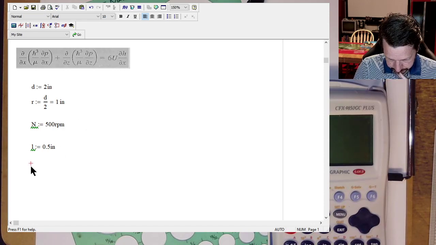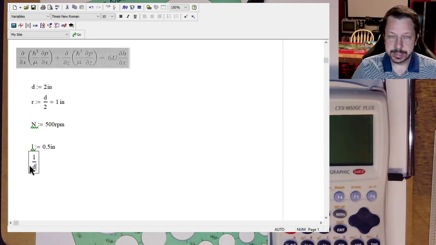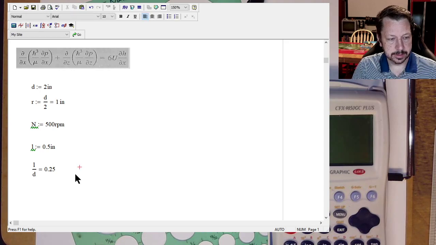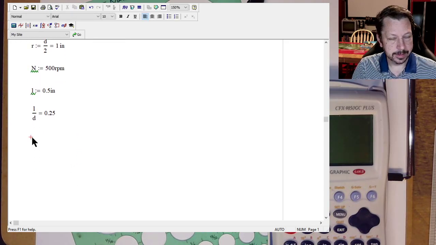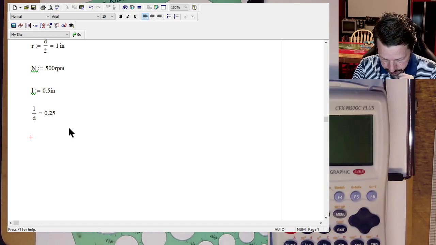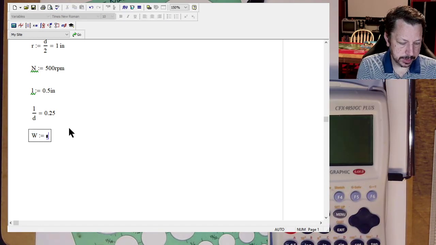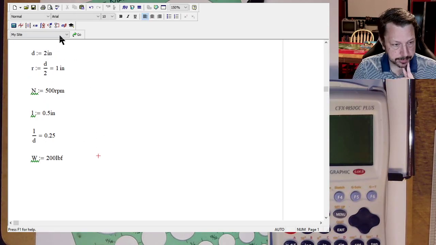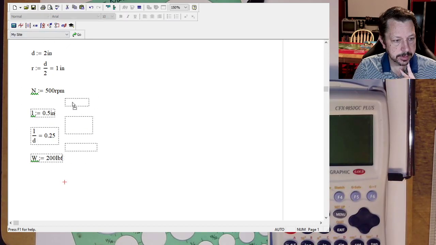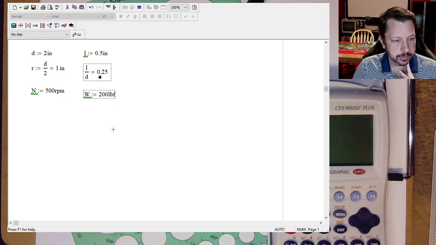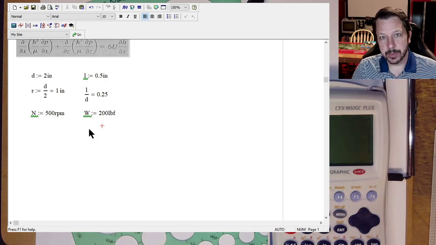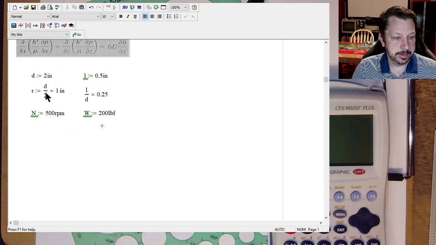Let's see what else we have. For a lot of these charts, we need a ratio of L over D. We just need to know what that ratio is. So for us, that's 1/4. No units on that. It's just 0.25 or 1/4. In the charts, it's going to be shown as 1/4. We're going to have this shaft supporting 200 pounds. And I think that is all of the information. Let's move some of it over here just to save us some room. That's all the information about the shaft and its operating characteristics that we need to get started.